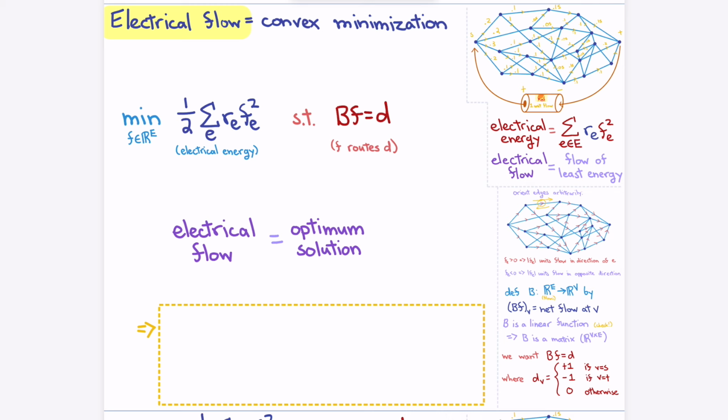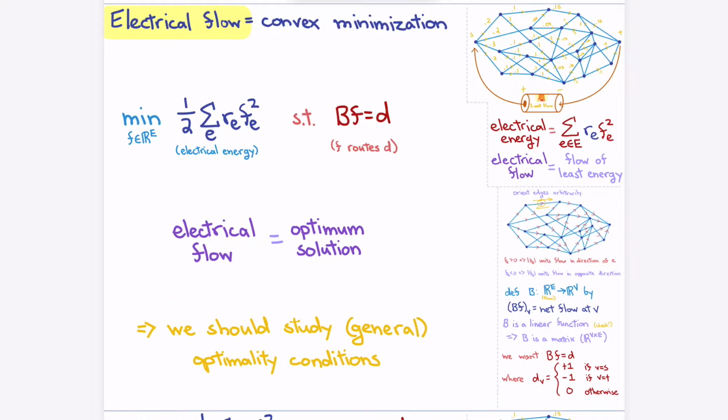Okay, so I think the natural thing to do when you face a problem like this is to study what the optimality conditions are, as you often do in convex minimization. Okay, so let's do that.